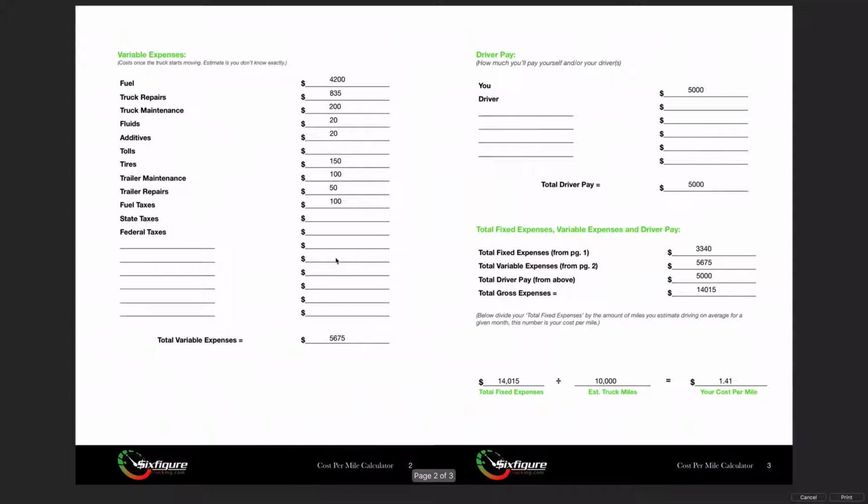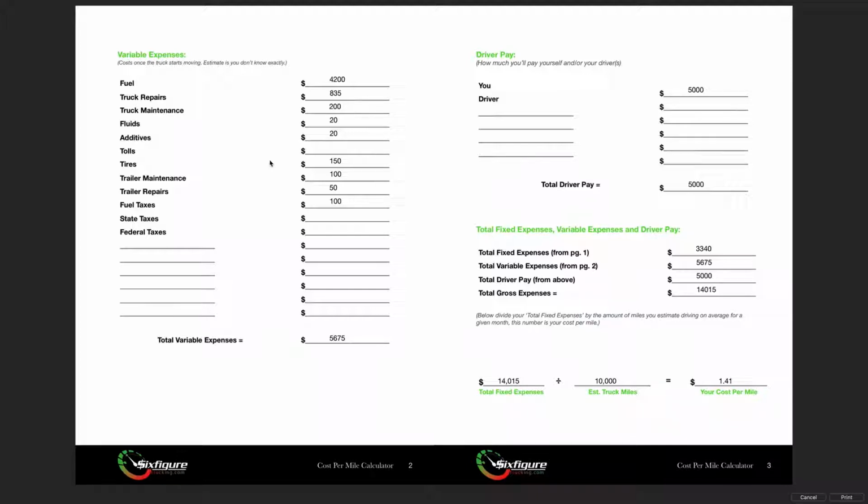Then on here, you go to your variable costs. These are your variable expenses. These are things that change accordingly, according to whatever you got going on, the state, a lot of variables. This is your fuel, your truck repairs, your truck maintenance, stuff like oil changes. Your fluids, oils, coolants, freons, all the fluids that your truck needs to run.